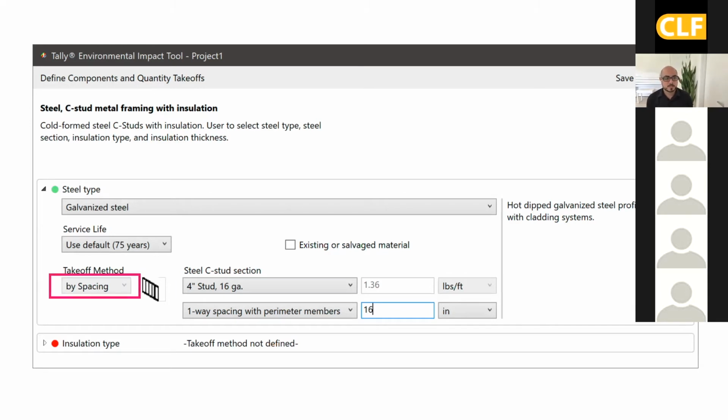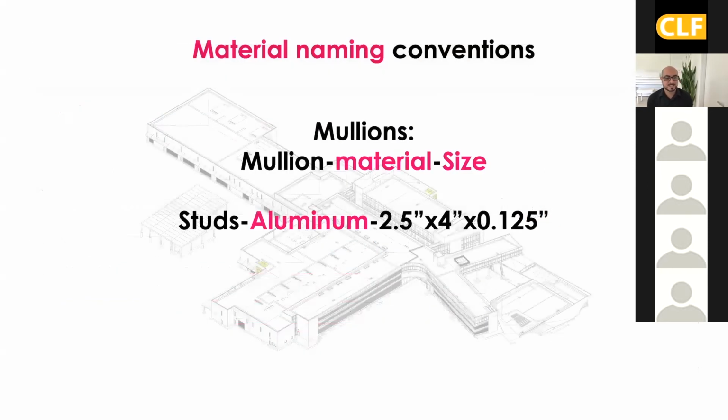The last, sorry, this is also an animation that I forgot about. The next one, or the last one that I'll just quickly touch on, are mullions. As you know, in Revit, mullions are just modeled as solid. It's really important to make sure that in Tally, we choose the correct profile and the correct thickness or gauge. Otherwise, your aluminum would be drastically over accounted for. So mullion dash material dash size, really, that's a good example of 2.5 inch by 4 inch, and you have the thickness of the material. Next.